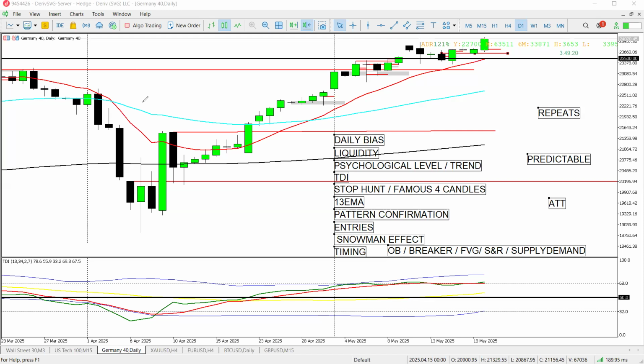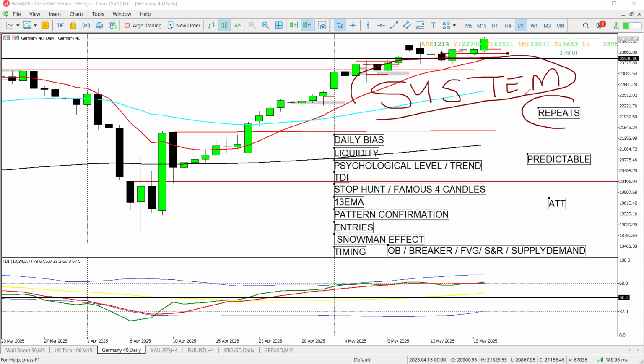Before we even get to being consistently profitable as a trader, I believe you need to have a system in place, or a set of rules which you follow, so that you can actually be consistently profitable. So you need to locate something which repeats on your charts. You need to locate something which is predictable. You also need to locate something which presents itself all the time, right?